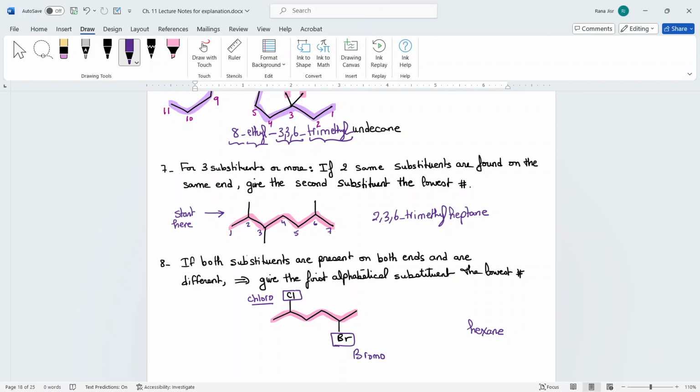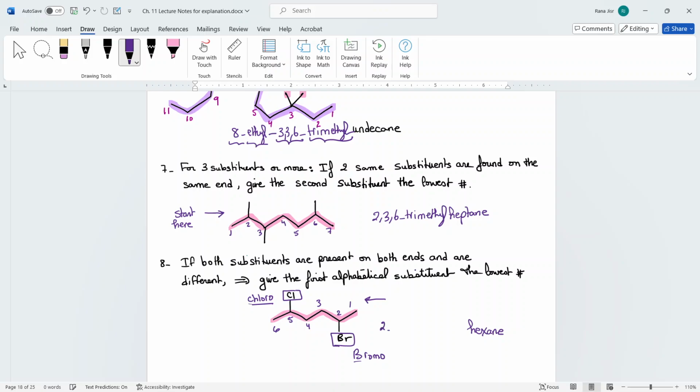There's a table of all of those at the end of the notes. You can also have that in the exam. So bromine, B comes before the C. So the bromine gets the lowest number, and this is why I need to number from this side. This is a 3, this is 4, 5, and 6. And I need to start from the bromine because the B is first in alphabetical order.